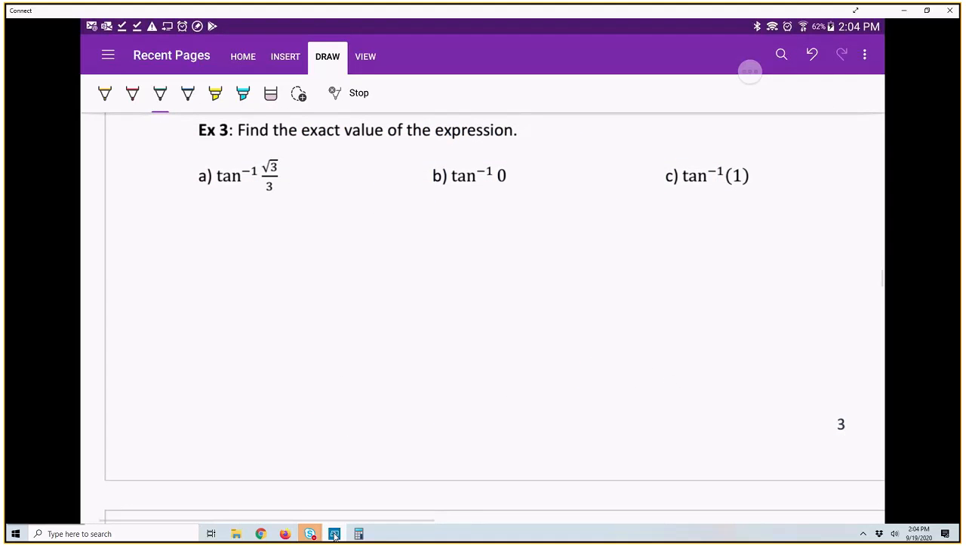Tangent inverse of square root of 3 over 3. So tangent is square root of 3 over 3 at π/6. So that's my answer. The interesting question is what should be tangent inverse of negative square root of 3 over 3.